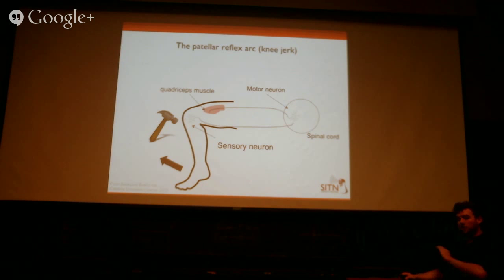Alright, so let's move on. Let's move away from reflexes. Most behaviors we do that we care about and are interested in are not reflexes. They're incredibly complicated behaviors like speaking and moving your hands and running and pitching a ball. And so how does the brain control that?